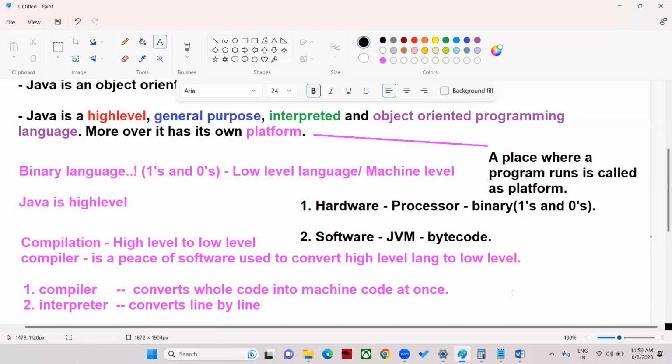Java is a high-level, general-purpose, interpreted, and object-oriented programming language. Moreover, it has its own platform.